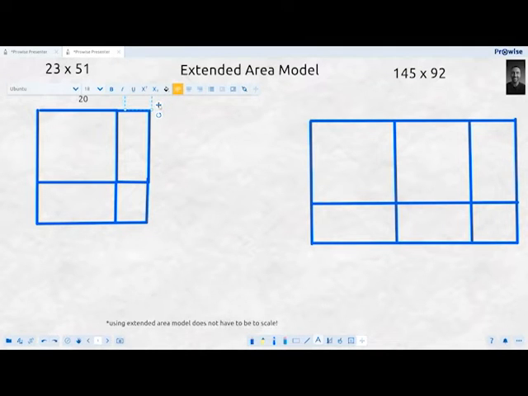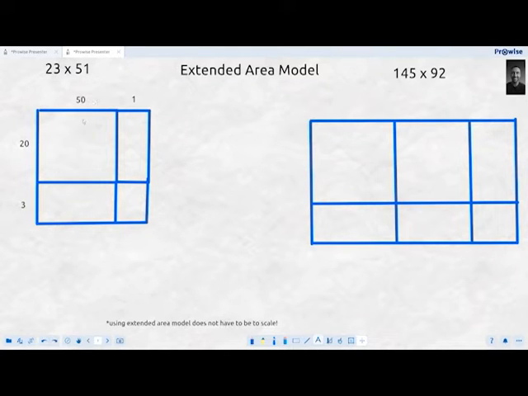So using the area model, I have split the 23 into a 20 and a 3, and I've just moved it to the side just so that it matches up with the size of my area model. And I've done the same with 50 and 1, and this is going to make it much easier to multiply the numbers by splitting them up and multiplying them by tens rather than by tens and ones together.